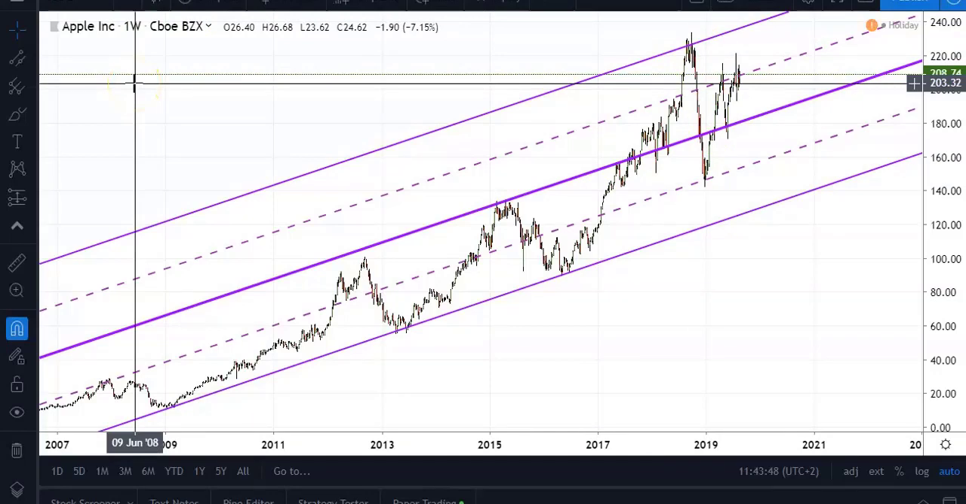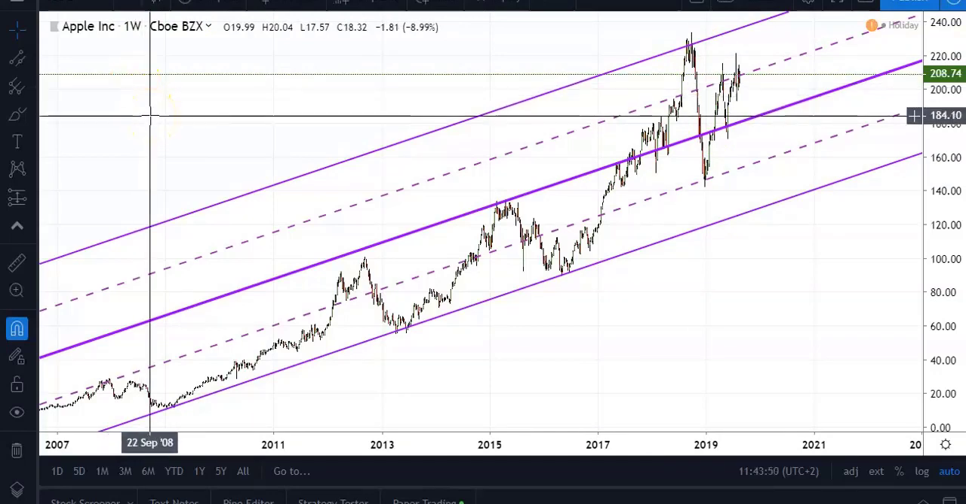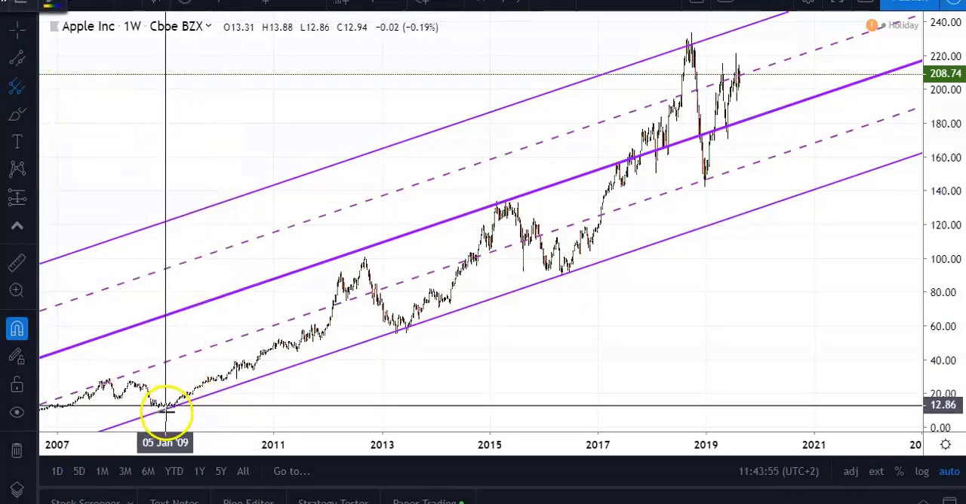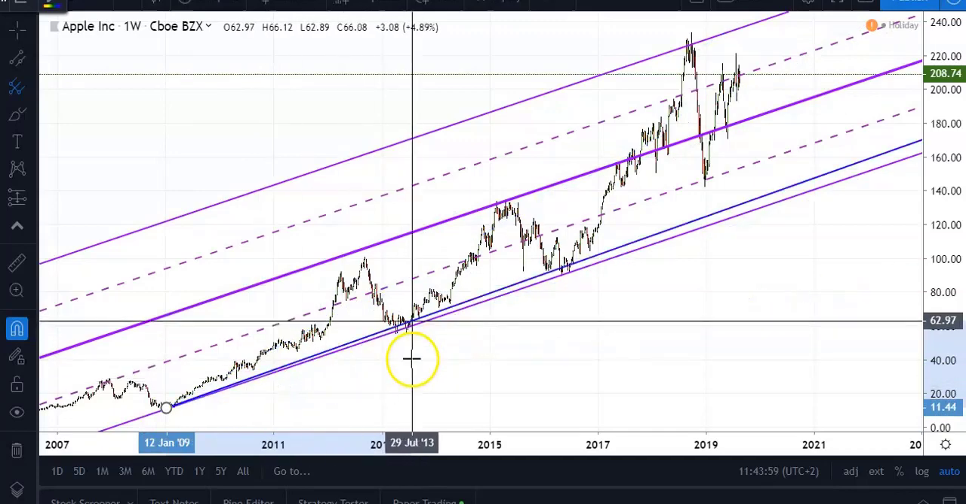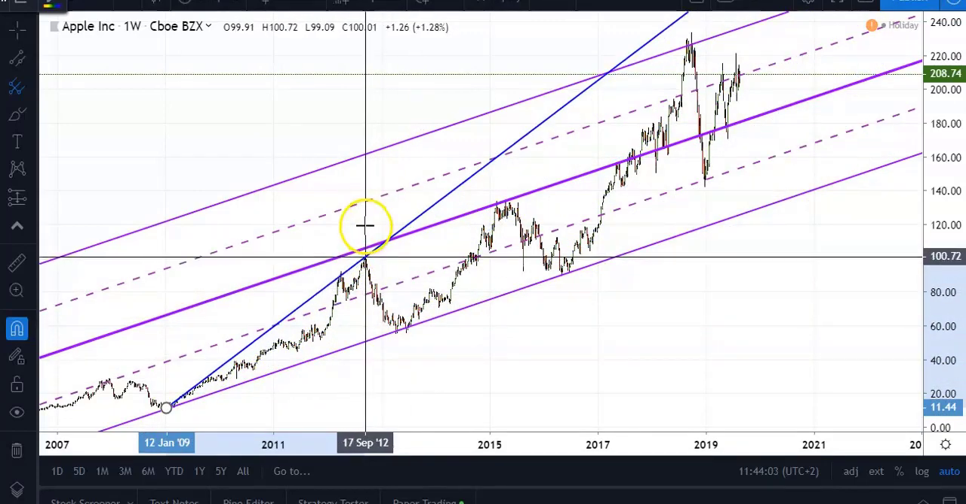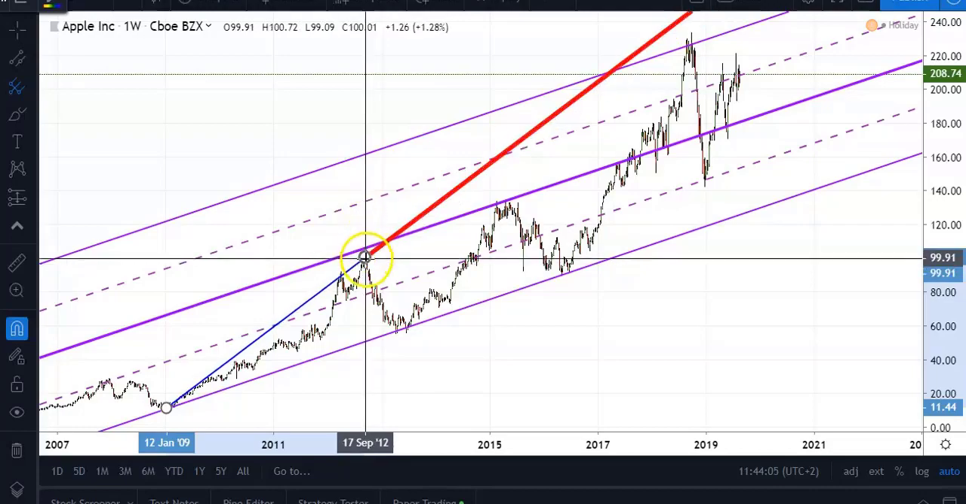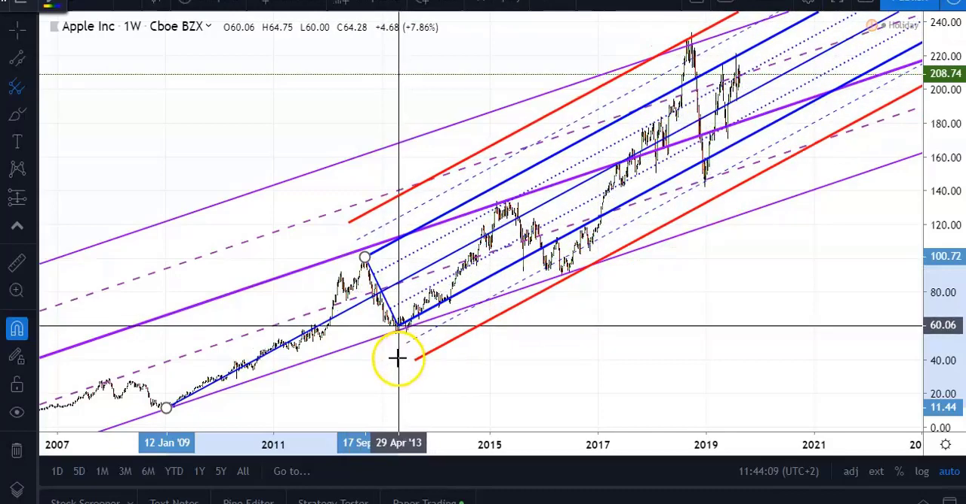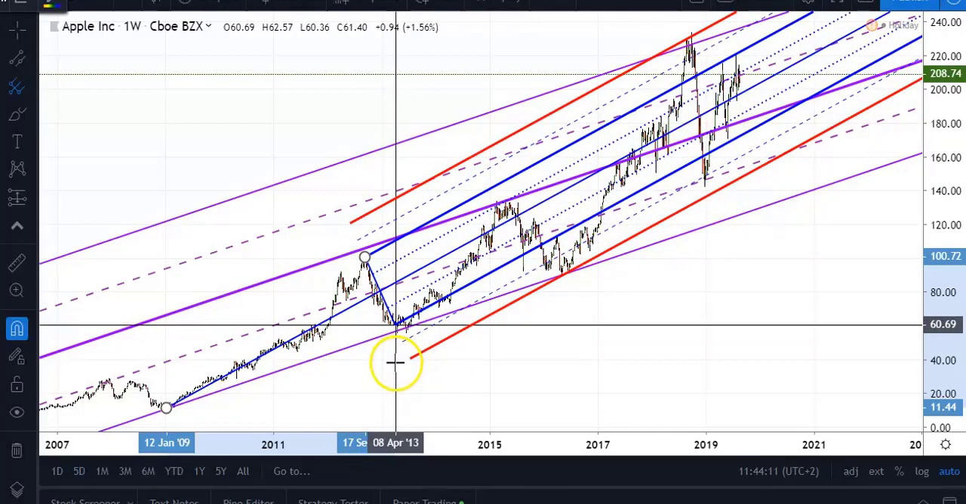Now, apart from channel lines, I also like using pitchforks quite often. And when I draw my standard pitchfork from the same low that we used in 2009, we just get that on point and connect it to the high in 2012, which actually resulted in the first decent correction lower, and then use my last anchor point on the low.